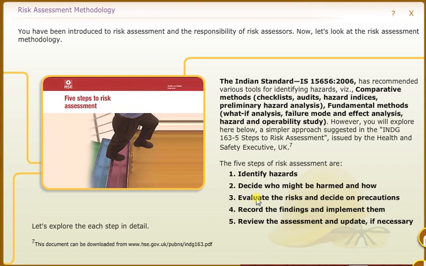However, you will explore here below a simpler approach suggested in the INDG 163 5 Steps to Risk Assessment, issued by the Health and Safety Executive, UK. The 5 steps of risk assessment are: identify hazards, decide who might be harmed and how, evaluate the risks and decide on precautions, record the findings and implement them, review the assessment and update if necessary. Let's explore each step in detail.